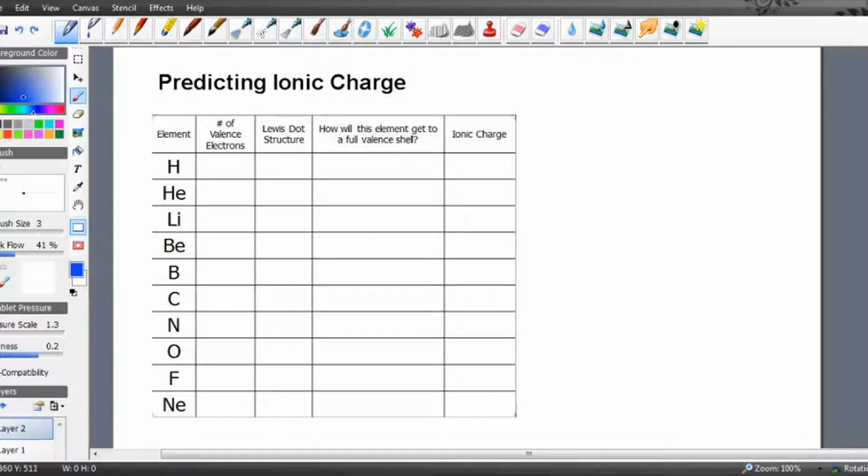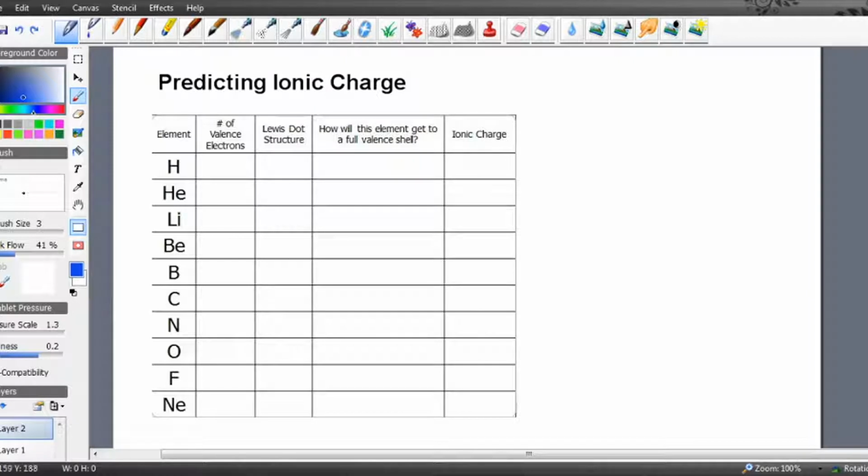But we don't actually have to do all of that in order to predict the ionic formula for a compound. All we need to know are the charges that those ions in the compound will make in order to become stable. In other words, will the atoms gain or lose electrons to get to a full valence shell? And we can figure that out. We can predict ionic charge by looking at the periodic table and the number of valence electrons that an atom has. So these notes are going to correspond to page 2 of your unit packet. And you're going to also want your periodic table handy.